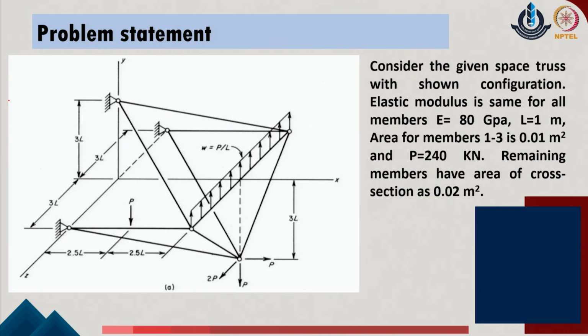We have given a space truss which appears in this manner, and to understand it, one must first visualize that the structure is really a space truss. A space truss, as we said, will have members which are inclined not only within a 2D plane, but which are also oriented in a complete 3D space.